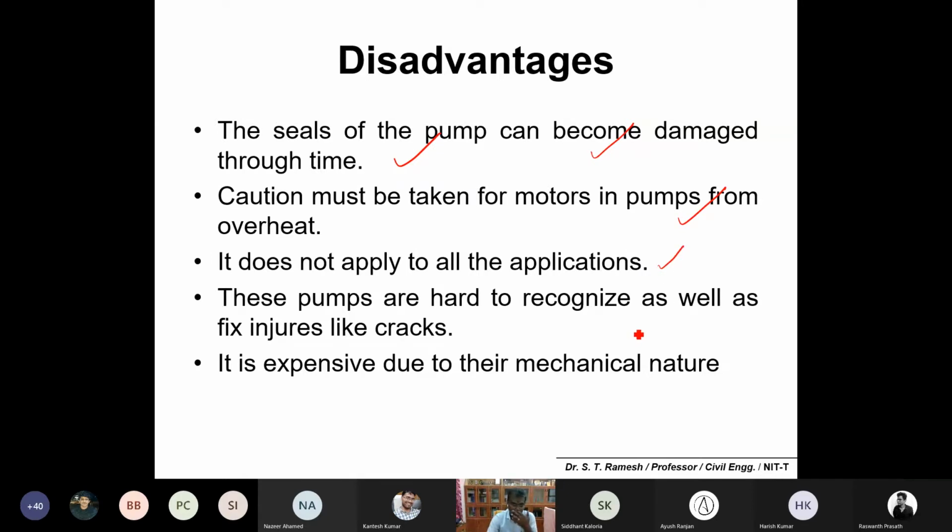And these pumps are hard to recognize as well as fix injuries like cracks. If there are cracks, it is very difficult to manage because you have to lift the pump out, then do the repair. Otherwise, it's very tough, and it is very expensive. Say, for example, in the market, a 1.5 HP pump with 20 stages costs almost 18 to 20,000 rupees. So this is expensive due to their mechanical nature. These are some of the drawbacks of a submersible pump.